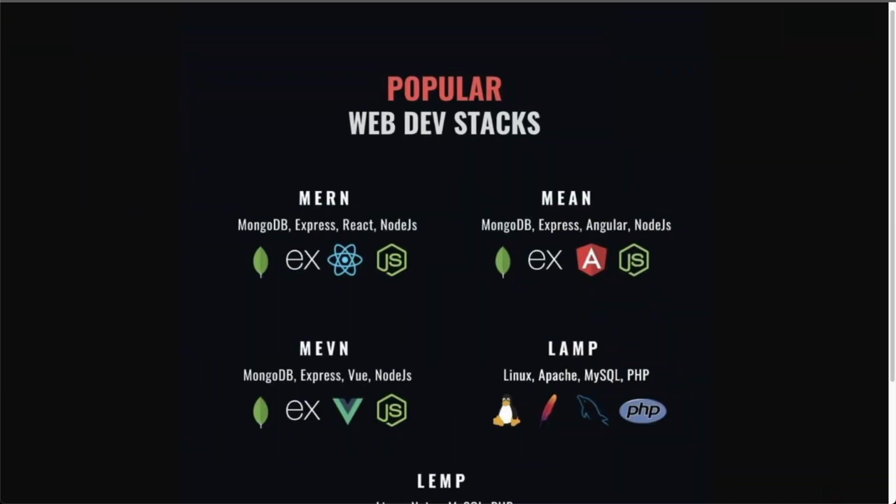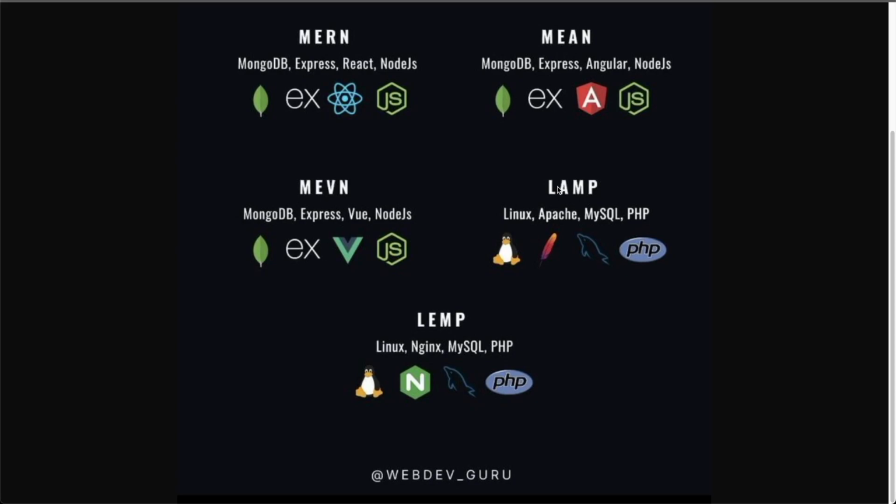Now, you might be familiar with a couple of web dev stacks already, like MERN, MEAN, or an older one, LAMP. In this case, a web dev stack is a set of technologies that you use in order to get your app to the user.